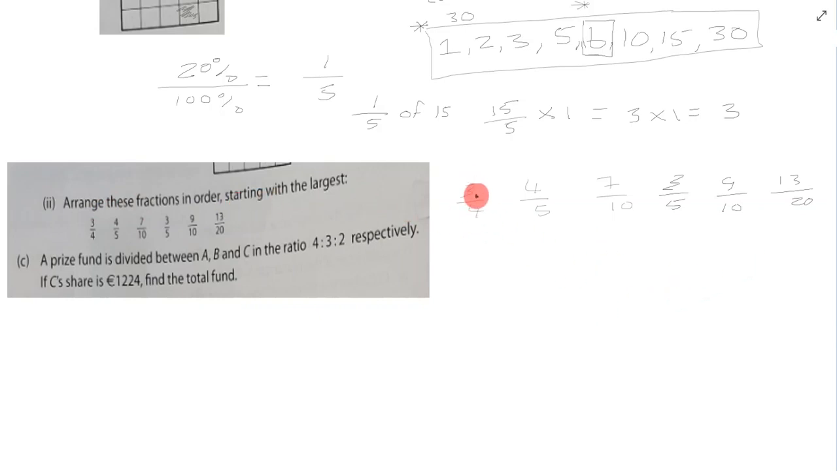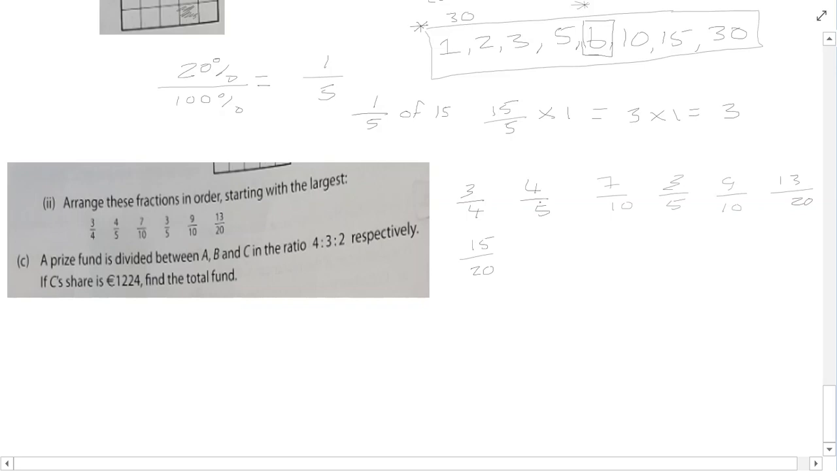So we look at this fraction here, and we look at the denominator, which is the number at the bottom, and we think about what we can multiply it by to change it to 20. I have to multiply it by 5. If I multiply the bottom number by 5 to change it to 20, I have to multiply the top number by 5 as well. So 3 over 4, when multiplied top and bottom by 5, the 4 becomes 20, and the 3 becomes 15. So it's 15 over 20.